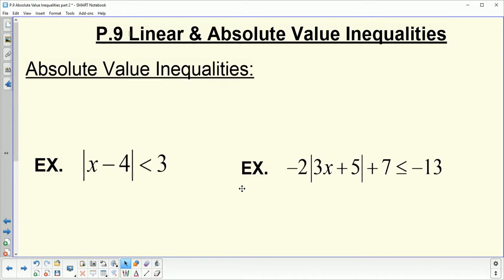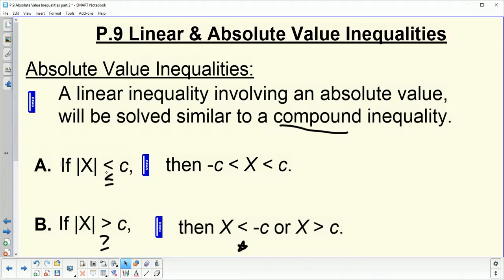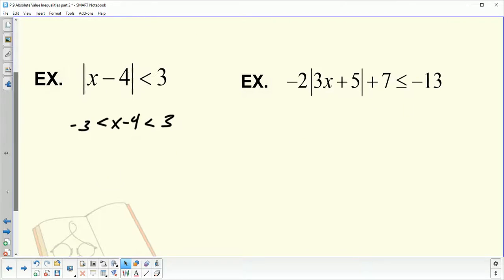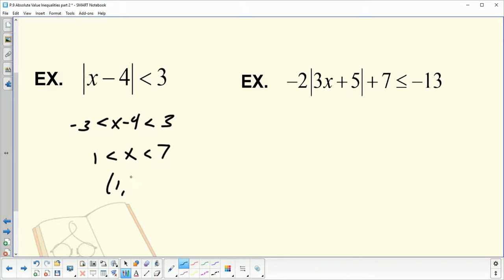Okay, so two examples here. You'll see the first one we have is less than 3. So when we have less than, we're going to make an and statement like we have here. So x minus 4 is going to stay less than 3, but we also want to say it's greater than negative 3. And that became an and statement. We solve it just like we did on the last video with compound inequalities. We're going to add 4 to both sides. So we're going to have greater than 1 and less than 7. Interval notation would be 1 to 7.